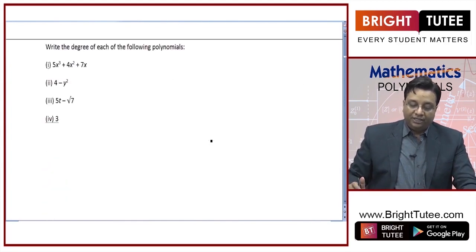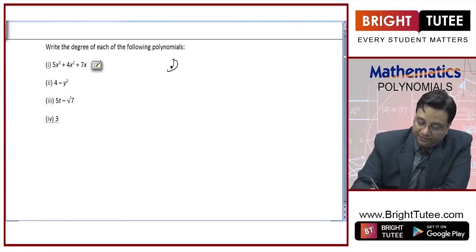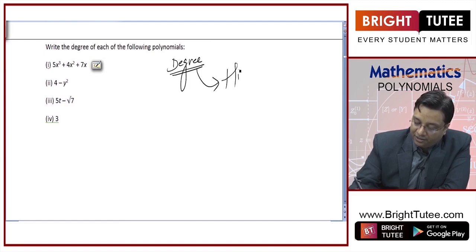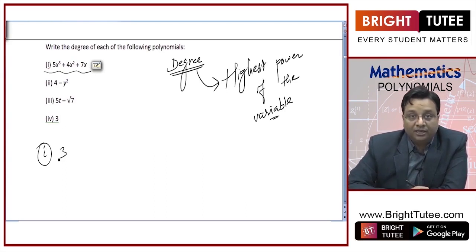Write the degree of each of the following polynomials. Now we will focus on the degree of these polynomials. So degree means the highest power of the variable, right? In the first case, what is the variable? It is x. The highest power is 3, so the answer is 3.